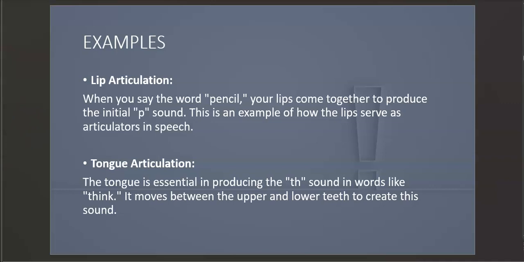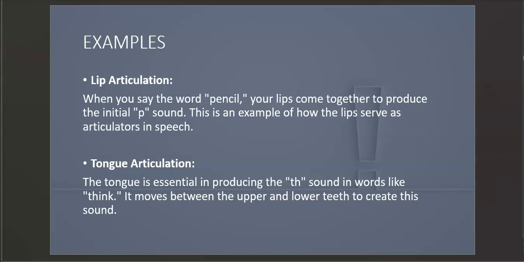The next example that I will look at is the tongue articulation. The tongue articulation is essential in producing the th sound. It depends on the word you're saying. If you're saying though, the th becomes voiced. If you're saying the, it becomes voiced. Okay, so the tongue is essential for producing such sounds like think, though, thought. So the tongue is essential for producing such words. It moves between the upper and the lower teeth to create this sound.